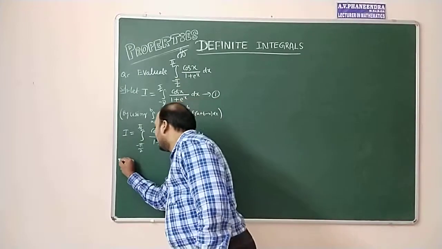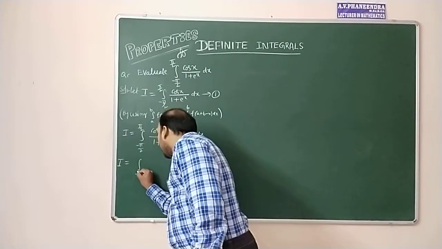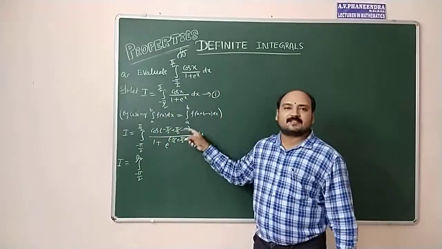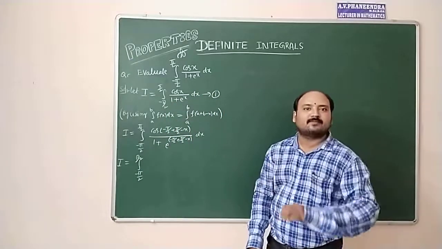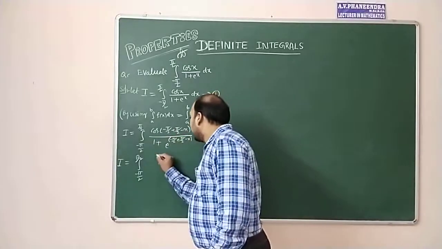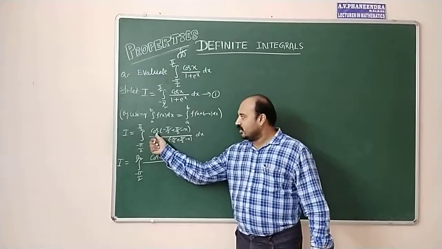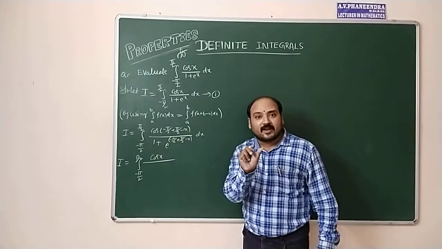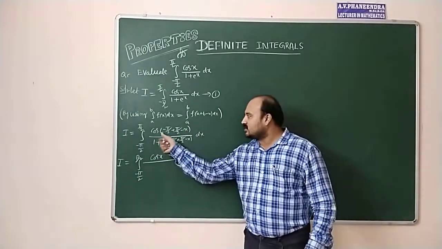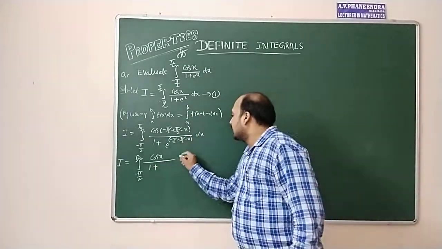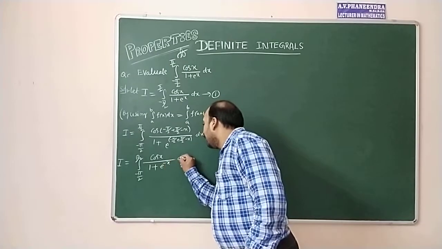So I is equal to integral minus pi by 2 to plus pi by 2 cos of minus x, and cos of minus theta is cos theta. So cos of minus x is cos x divided by, once again I repeat, cos of minus theta is cos theta. So cos of minus x is cos x by 1 plus e power minus x into dx.